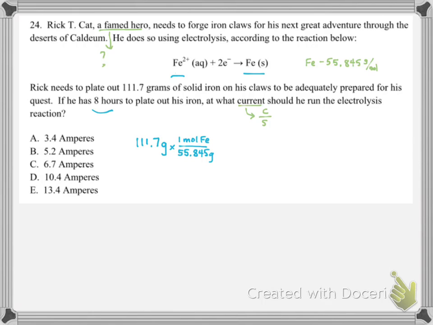And our relationship to coulombs is Faraday's constant, which is on the data sheet, and tells us that Faraday's constant is 9.6485 coulombs per mole of electrons.